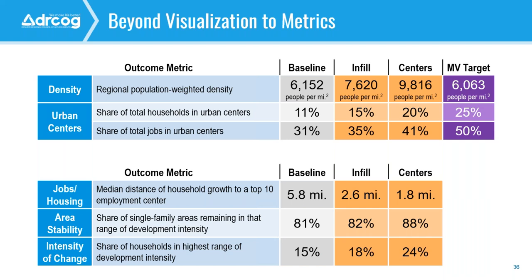We also see, in terms of areas that are able to remain predominantly single family, remaining within that range of development intensity, that actually the centers scenario fares the best in terms of allowing areas to remain single family and focusing development in areas that aren't currently single family. And also the households that are in the highest range of development intensity, we're showing that the centers is just really trying to add a lot of households through the most intense level of development that we analyzed.